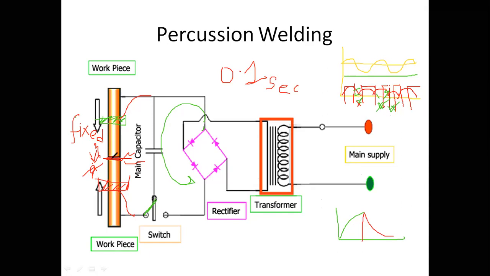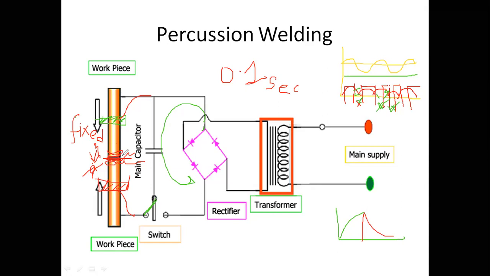Whenever it comes within 1 to 2 millimeters, a spark is created, and gradually the movable electrode comes near this position. Whenever a spark is created, the face-to-face portions melt, and this metal works like a filler material and joins them together. This is the main procedure of percussion welding.